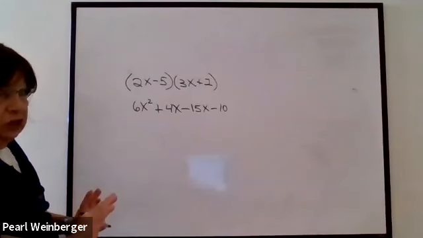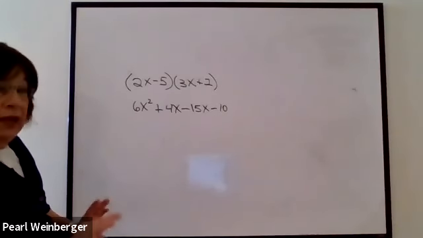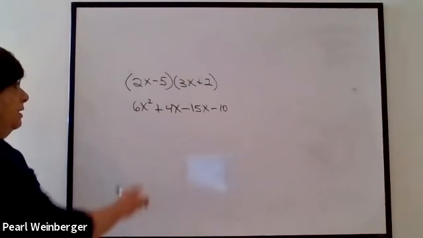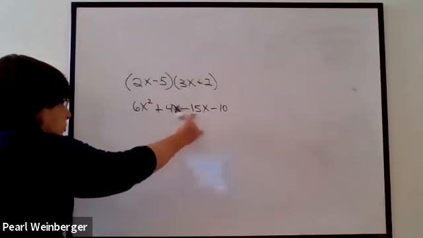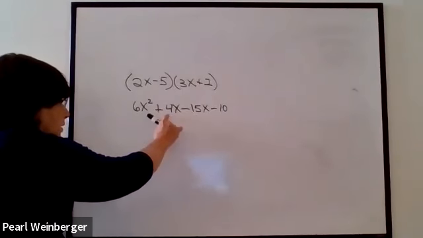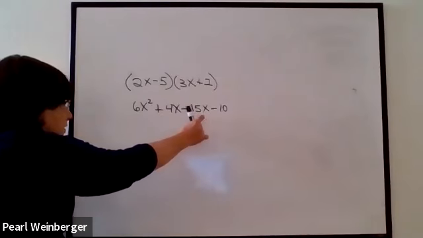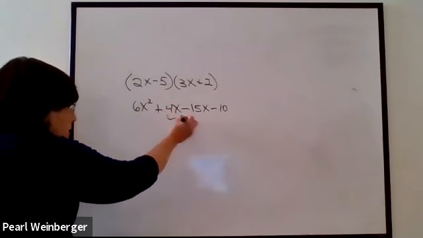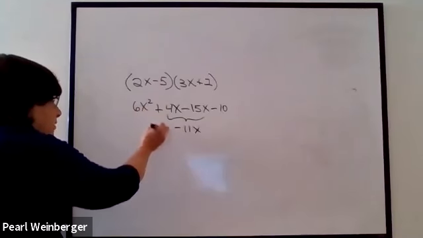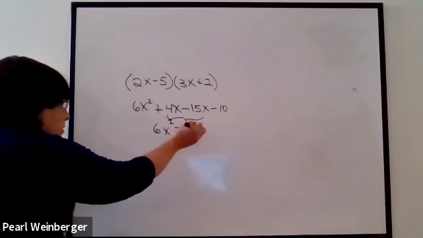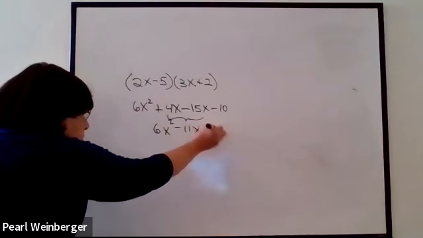Except I'm not finished here. I then look, are there any like terms? And I see that usually, and this usually happens, the 2 middle terms usually are like terms. In this case, the 4x and the negative 15x could be combined. They give us negative 11x. So my final answer becomes 6x squared minus 11x minus 10.